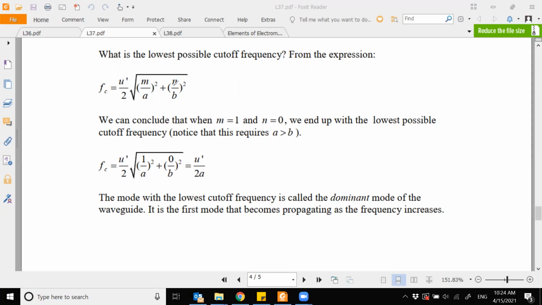Now if I put M is equal to 1 and N is equal to 0, this is my answer: u' over 2A. That means your least cutoff frequency is dictated by your longer dimension. This mode, TE1,0, is called the dominant mode. That is, this dominant mode has the least cutoff frequency, and that least cutoff frequency value is this. This is the first mode that becomes propagating as my operating frequency increases.